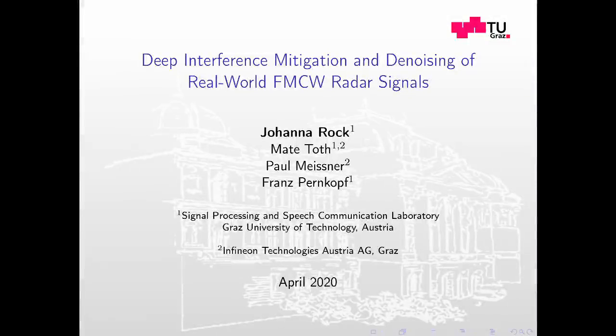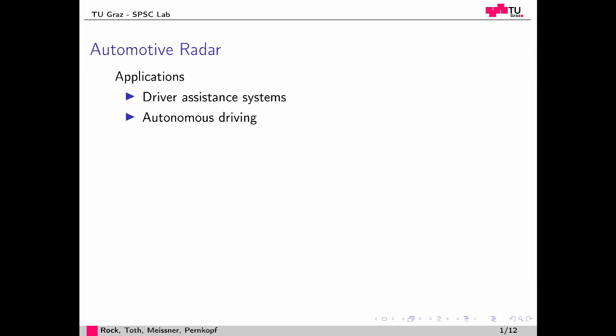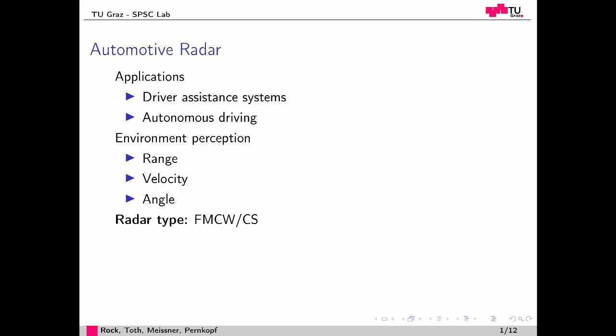Hello and welcome to my presentation about deep interference mitigation and denoising of real-world FMCW radar signals. Automotive radar is used for driver assistance systems and autonomous driving. In both applications, environment perception is the task, so we are interested in the range, the velocity and the angle of objects that are within the environment of the radar sensor.